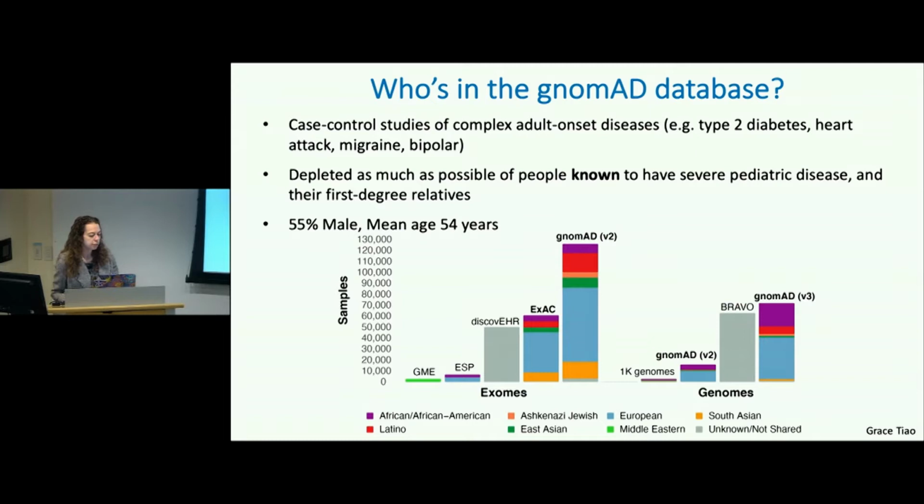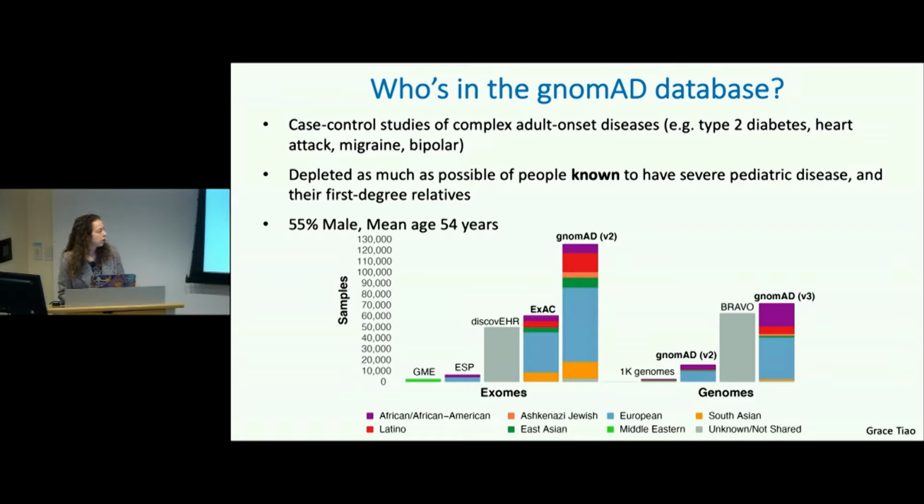It's depleted as much as possible of people known to have severe pediatric disease, as I just said. And it's about 55% male, so pretty evenly male and female. And the mean age of individuals is 54 years, but there are some people who are recruited under 18 into the data set. So it's a whole range of ages.